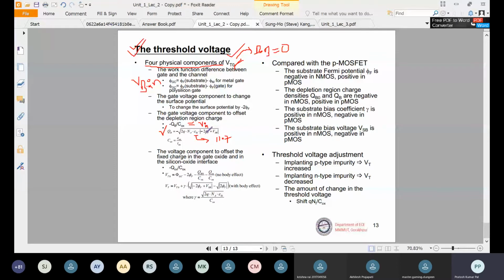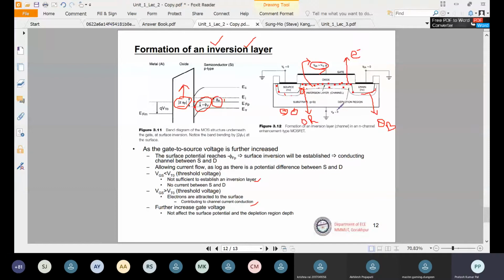And along with that, we will have a component of minus 2 phi F plus VSB. That means the number of immobile charge carriers present in the depletion region will depend on the source to body voltage. So if this is the structure, this is source connected to 0 and this is body voltage, so whatever voltage is across these two terminals will decide the number of immobile charge carriers present in the depletion region.